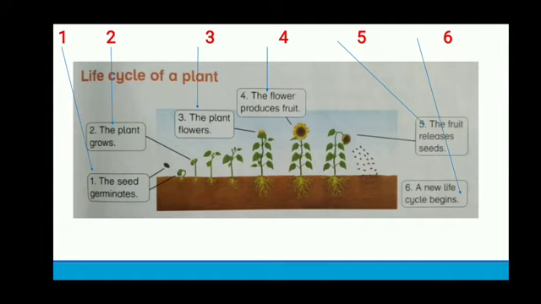Students, in this part, we have discussed vegetables, which are basically the different parts of a plant. And we have discussed the life cycle of a plant. So students, you all have to read the chapter 5 times. It will help you to understand all the concepts better.